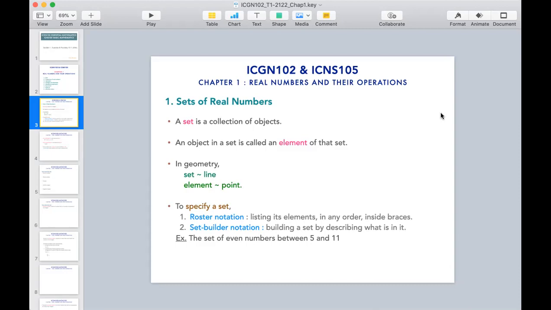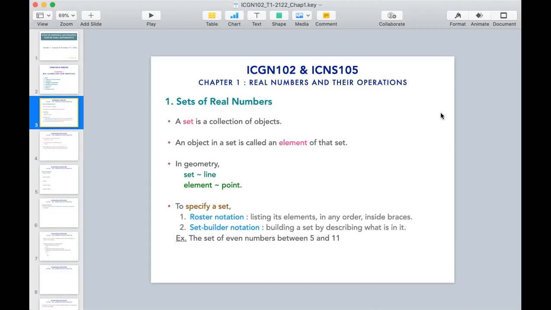When we would like to have the set builder notation, we build a set by describing what is in it. For example, if we would like to find the set of even numbers between 5 and 11, what are even numbers? Can somebody tell me? 2, 6, 8, something like that, right? That is divisible by 2. That is the even numbers.